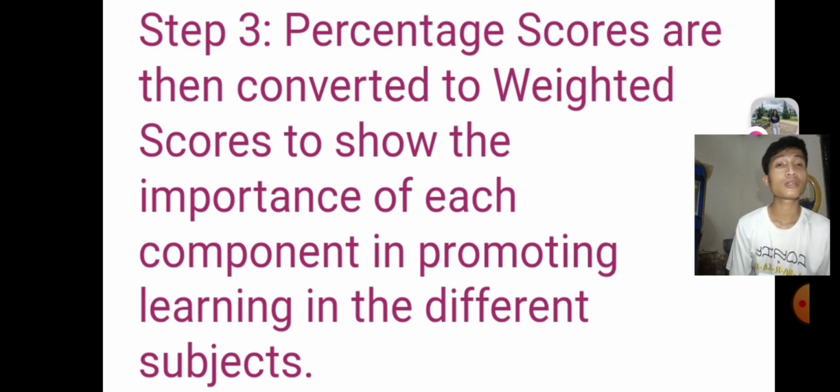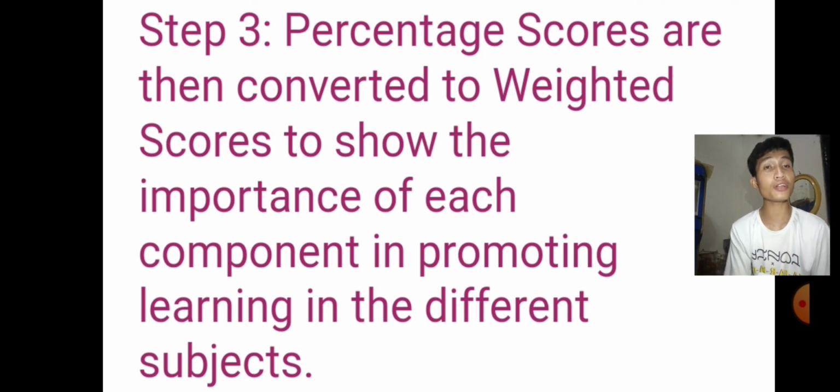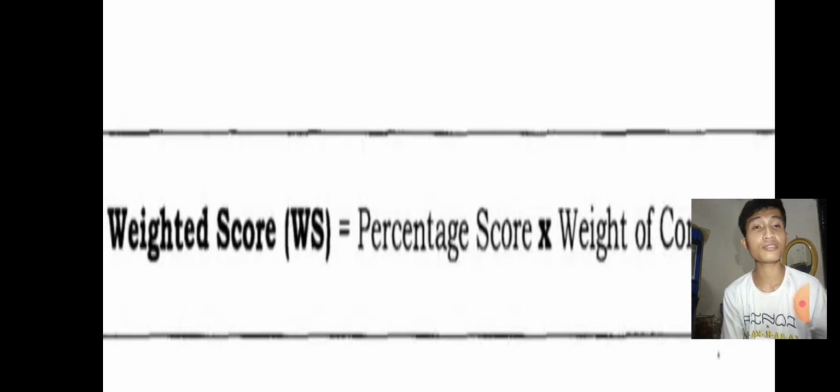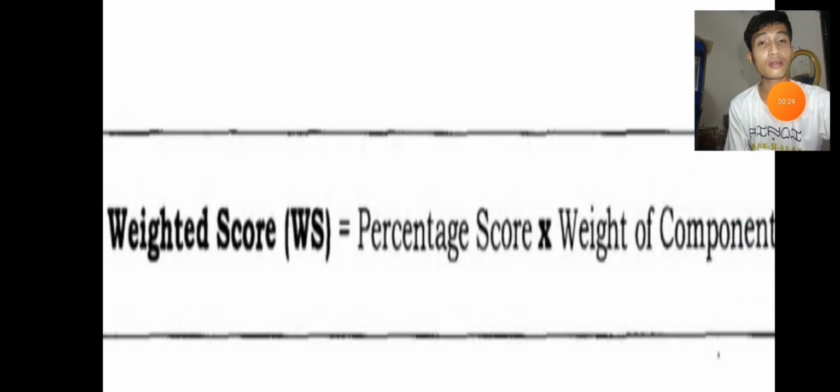So the next one. The percentage scores are then converted to weighted scores to show the importance of each component in promoting the learning in the different subjects. To do this, the percentage score is multiplied by the weight of the component found in table 4 for grades 1 to 10 and table 5 for senior high school. So the product is known as the weighted score. So this is the formula: weighted score is equal to percentage score times the weight of component.